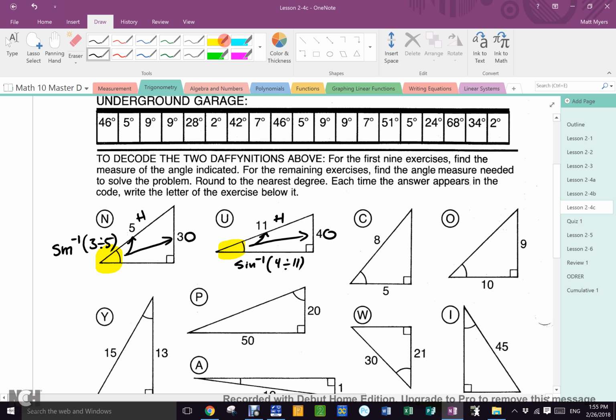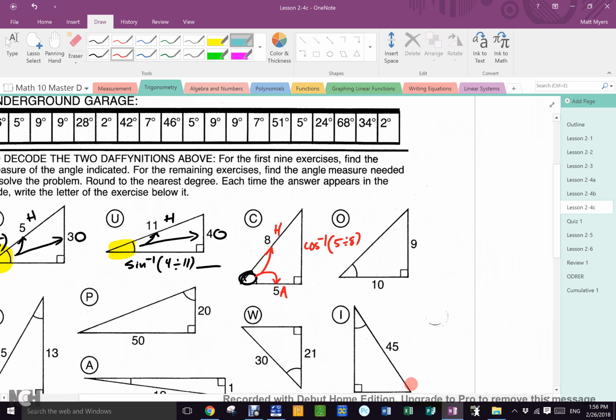What about C? Here's my angle. Here will be my angle. Here is my angle. And what do I have? What's that? Adjacent. What's that? Hypotenuse. A and H is shift cos of 5 divided by 8.